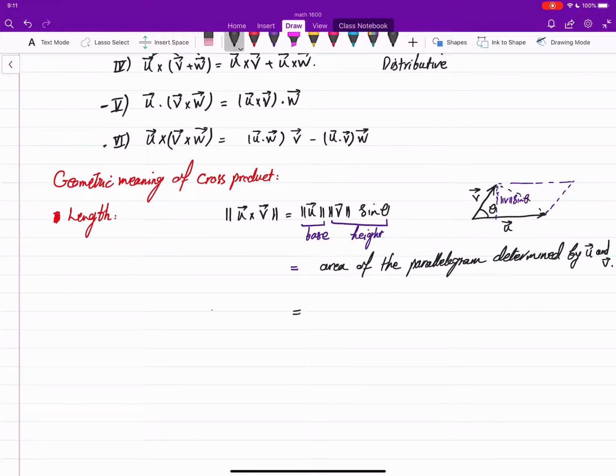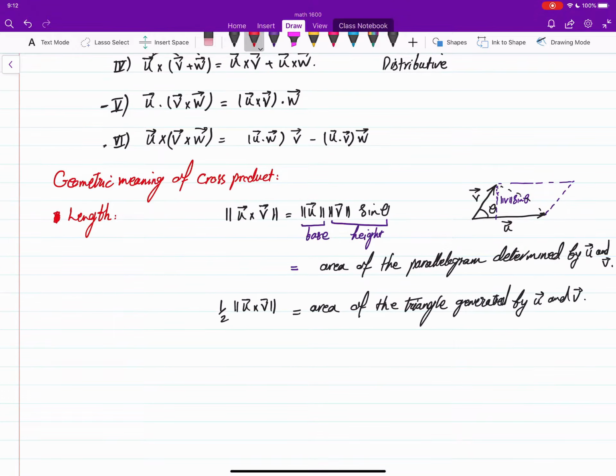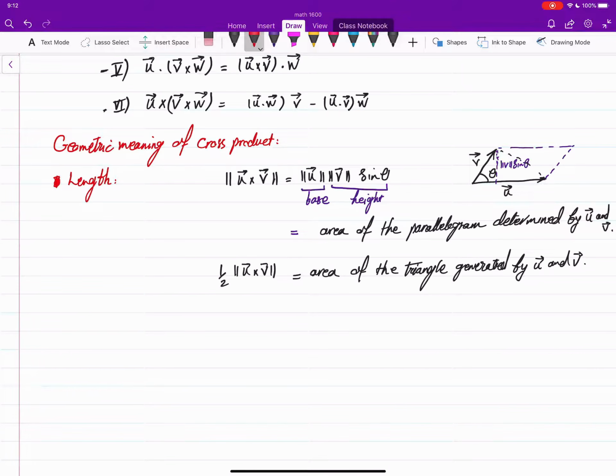In other words, the area of the triangle determined by these two guys is half of this length. So the area of the triangle generated by u and v. So that's the first. The length is given by that, which is the area of the parallelogram, or twice the area of the triangle determined by u and v.